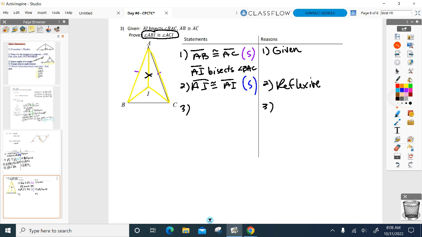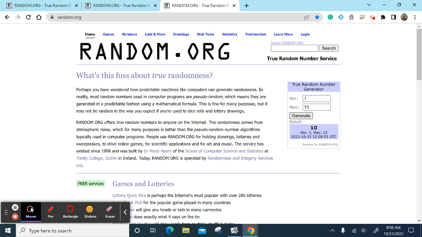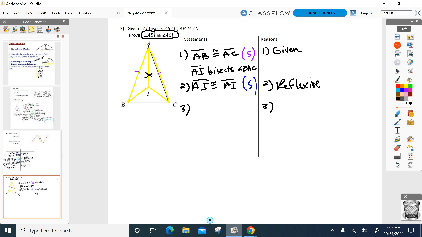Looks like I still need to use one of the givens. All right, use one of the givens. Angle BAI is congruent to angle IAC. Yep. And then definition of angle bisector. And that gives me a pair of angles. I think we have enough, right?